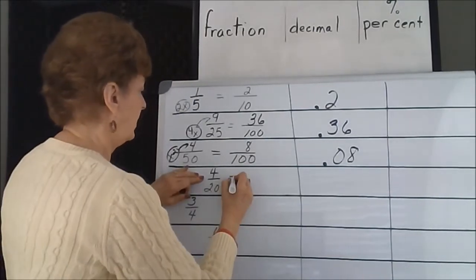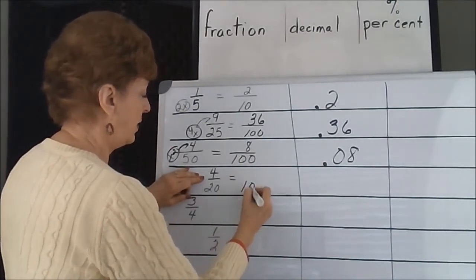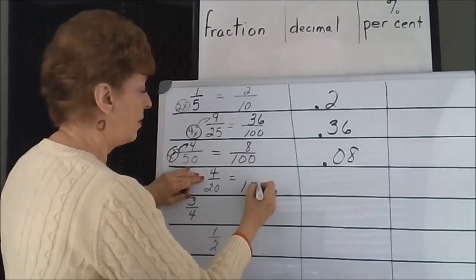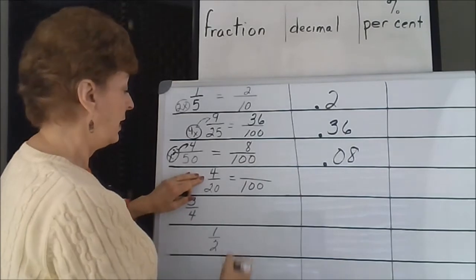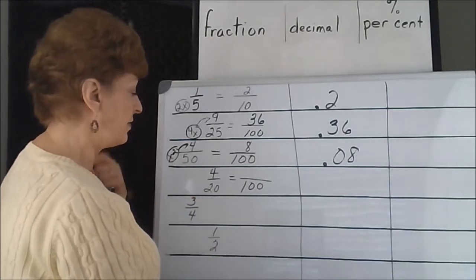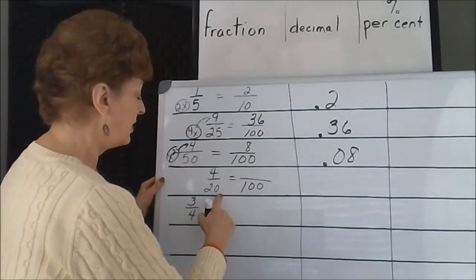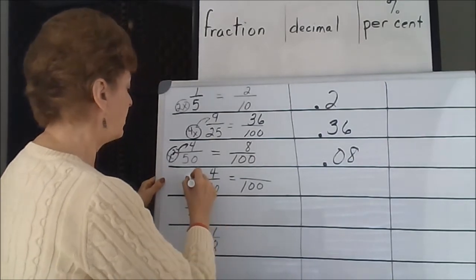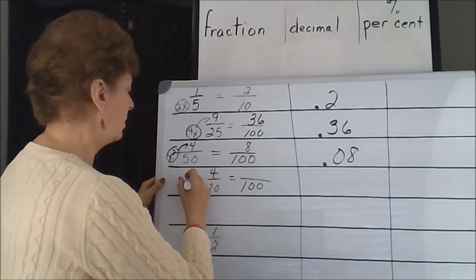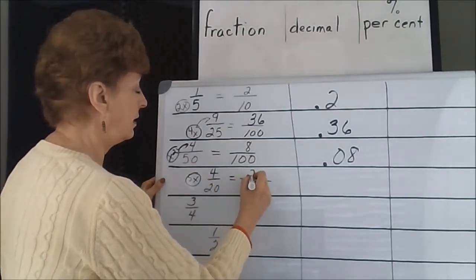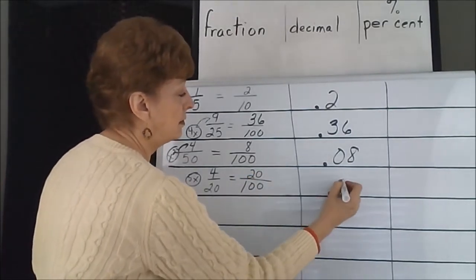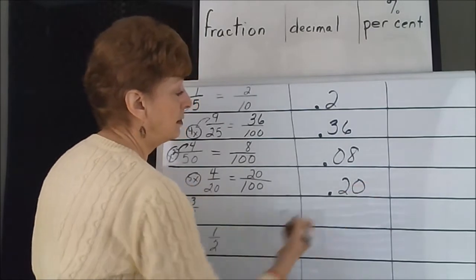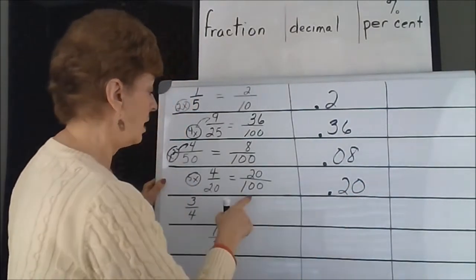20. Can we do anything with 10? Nope. How about 100? Yep, 20 is going to go into 100. That goes in 5 times. 5 times 20 is 100. So 5 times 4 gives us 20. So we have 20 hundredths. The 0 is in the hundredths column.